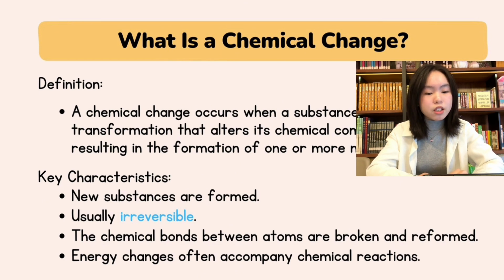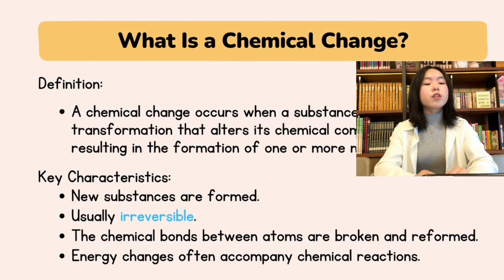During a chemical reaction, the chemical bonds between atoms are broken and reformed, leading to the creation of new compounds. Additionally, energy changes accompany these reactions, either being absorbed or released in the form of heat, light, or other forms of energy. These characteristics are fundamental to understanding how chemical processes occur in nature and in various industrial applications.